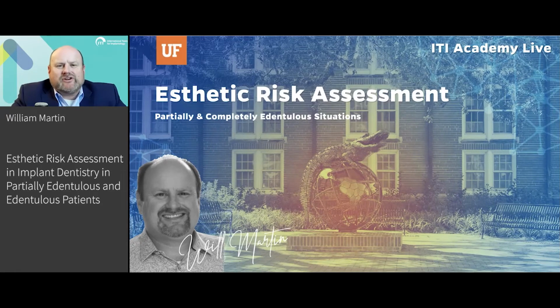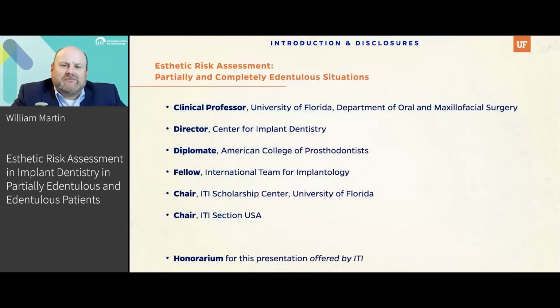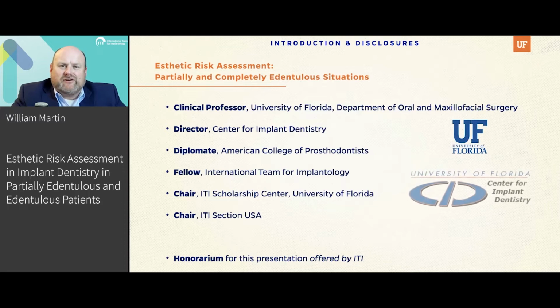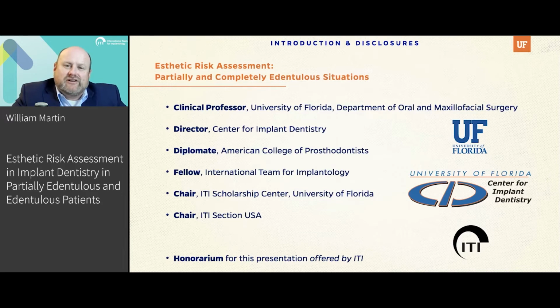But before we get started, a little bit about myself. I come to you from the University of Florida College of Dentistry, where I'm a clinical professor. In addition to that, I'm the director for the Center for Implant Dentistry. Housed within the Center for Implant Dentistry, we have an ITI Scholarship Center where we've been hosting scholars for over 20 years. In addition to this, I'm the U.S. Section Chair, and I'm just honored to be spending this time with you.